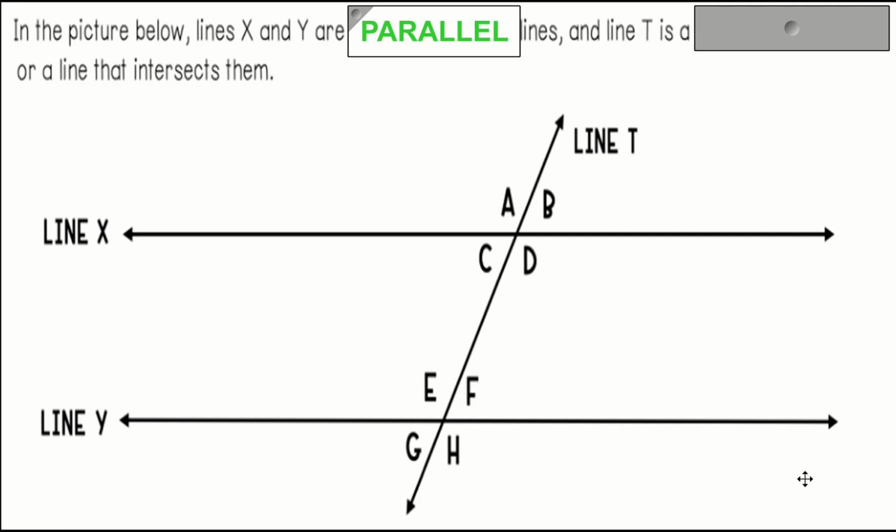What's it mean when lines are parallel? They never touch. They don't cross. Even if you keep going forever in any direction, they won't cross, okay? So we got to have these two parallel lines. Line T is what is called a transversal. Basically, a transversal is going to be the line that intersects our two parallel lines, okay?